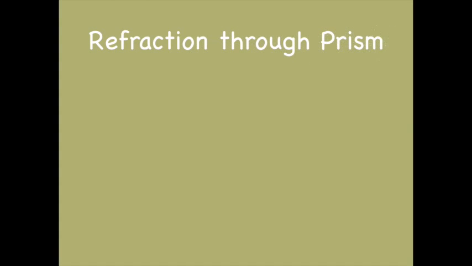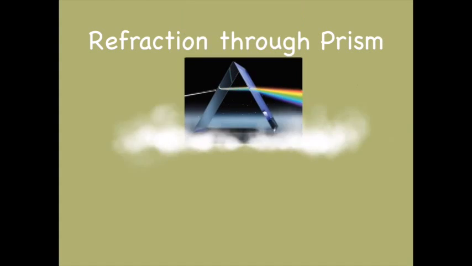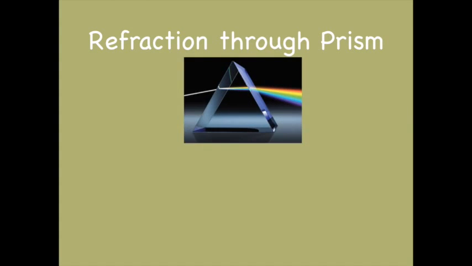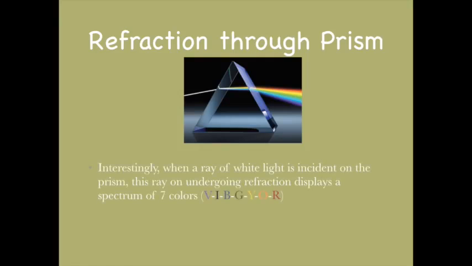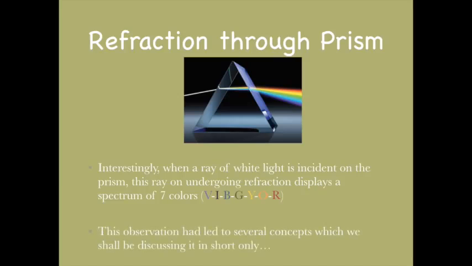Now let's move on to an interesting topic, which is the refraction of light through a prism. Interestingly, when a ray of white light is incident on the prism, the ray on undergoing refraction displays a spectrum of 7 colors, VIBGYOR. This observation has led to several concepts which we will be discussing shortly.